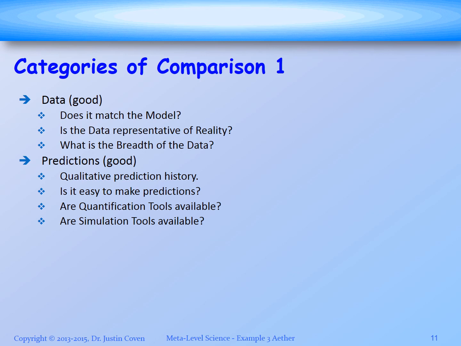Categories of comparison 1. Data. Does it match the model? Is the data representative of reality? What is the breadth of data? All of these are indications of goodness of a specific model.